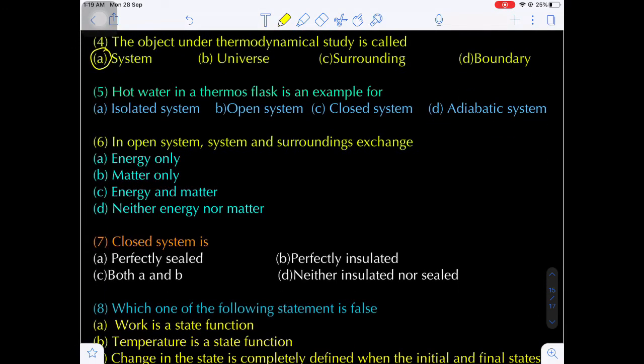And next question, hot water in a thermos flask is which system? Isolated system. Are you getting my point? Because the boundary will be an adiabatic boundary and it is a closed system. So it is closed and adiabatic, that's why it is isolated. In an open system, the system and surroundings exchange what? Both matter as well as energy. That will be option C.